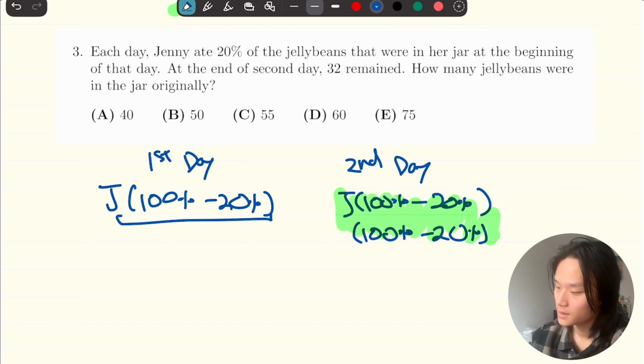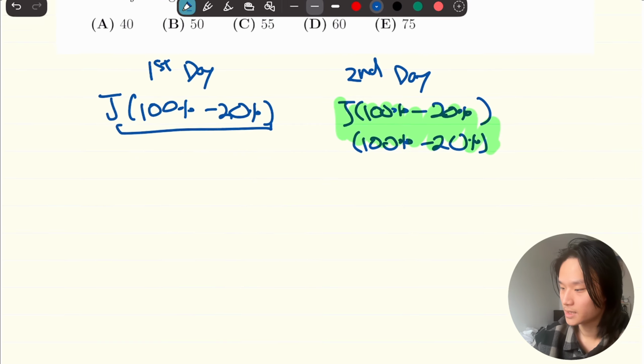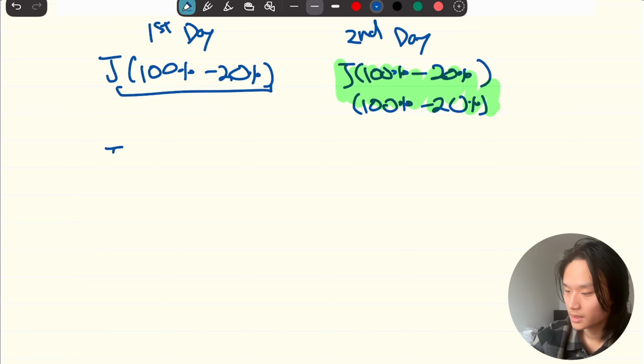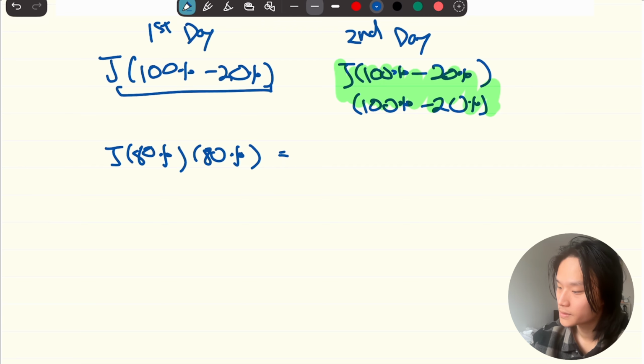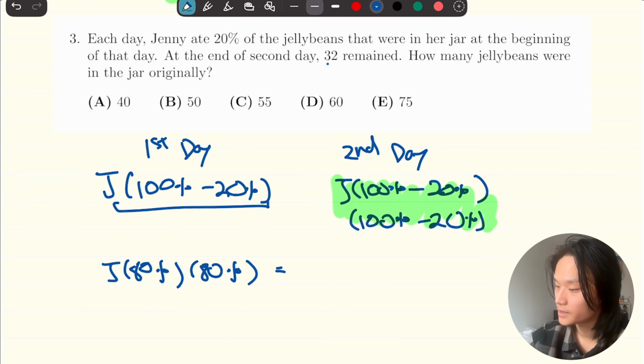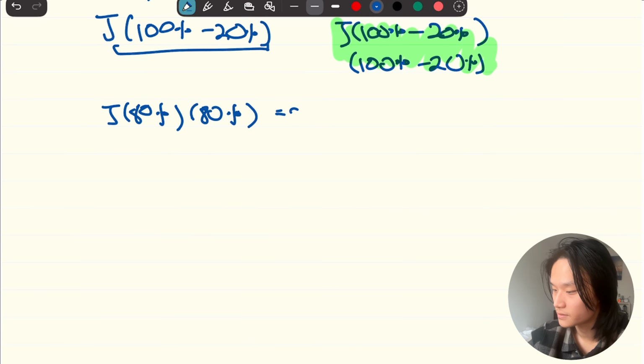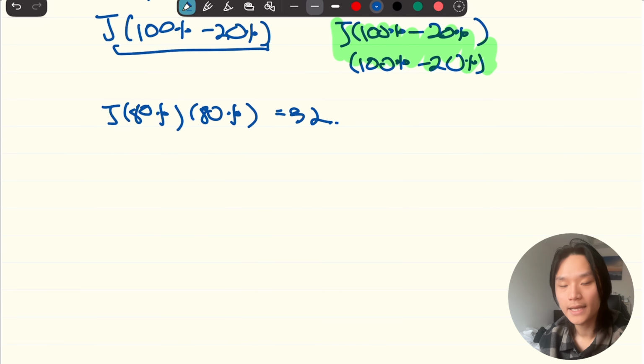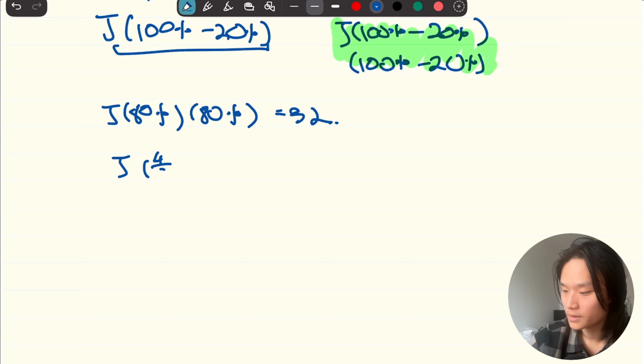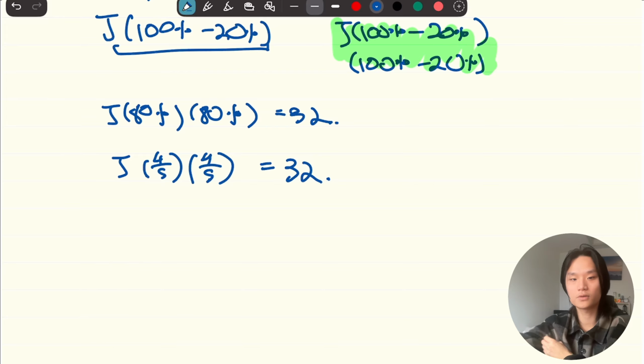Now, 100% minus 20% is the same as 80%, right? So we know that equals 32 because 32 jelly beans remained. Now, 80% we can rewrite as a simpler fraction, which is 4 divided by 5, okay? So we have 4 divided by 5 equals 32, okay?